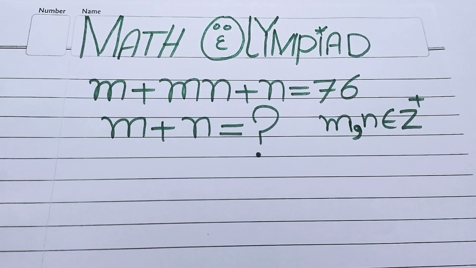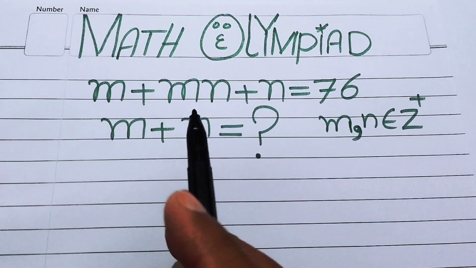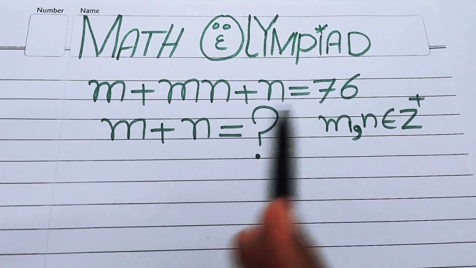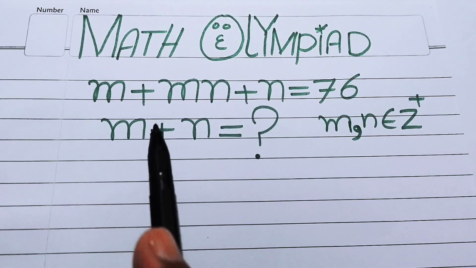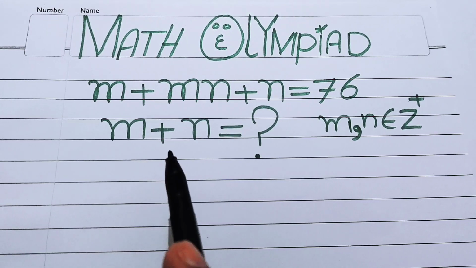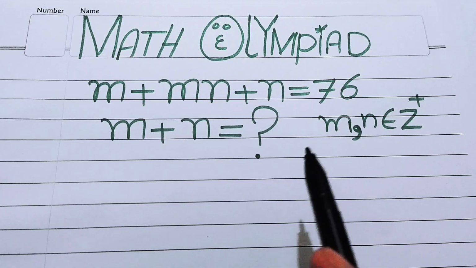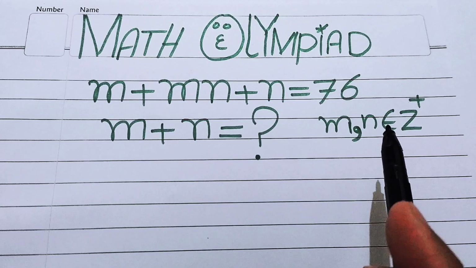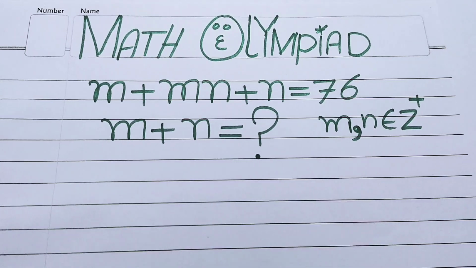In this video we are going to solve this nice math Olympiad algebra problem. Here we have m plus m times n plus n equals 76, and we solve this problem for the value of m plus n. Remember, both m and n are positive integers.